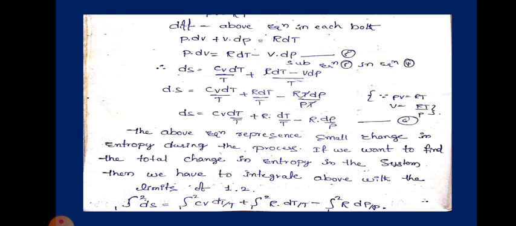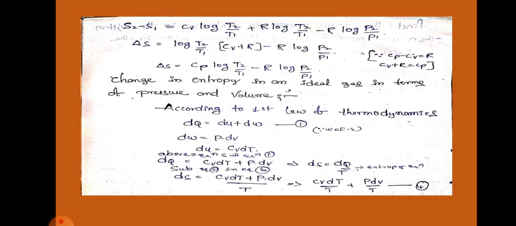So therefore integral 1 to 2 ds is integral 1 to 2 Cv dT by T plus integral 1 to 2 R into dT by T, so minus integral 1 to 2 R into dP by P. So therefore S2 minus S1 is equal to Cv log T2 by T1 plus R log T2 by T1 minus R log P2 by P1.